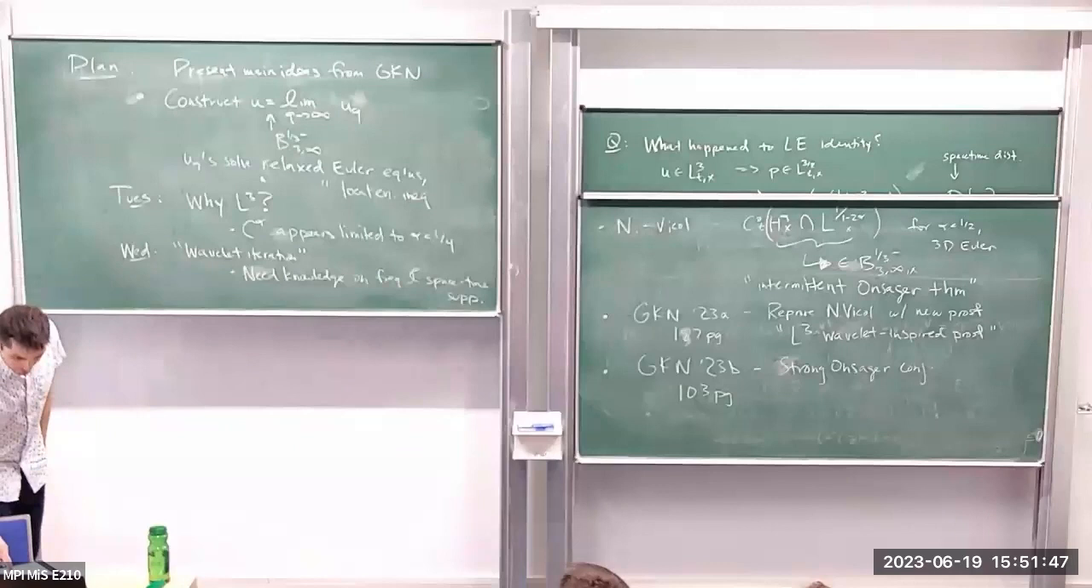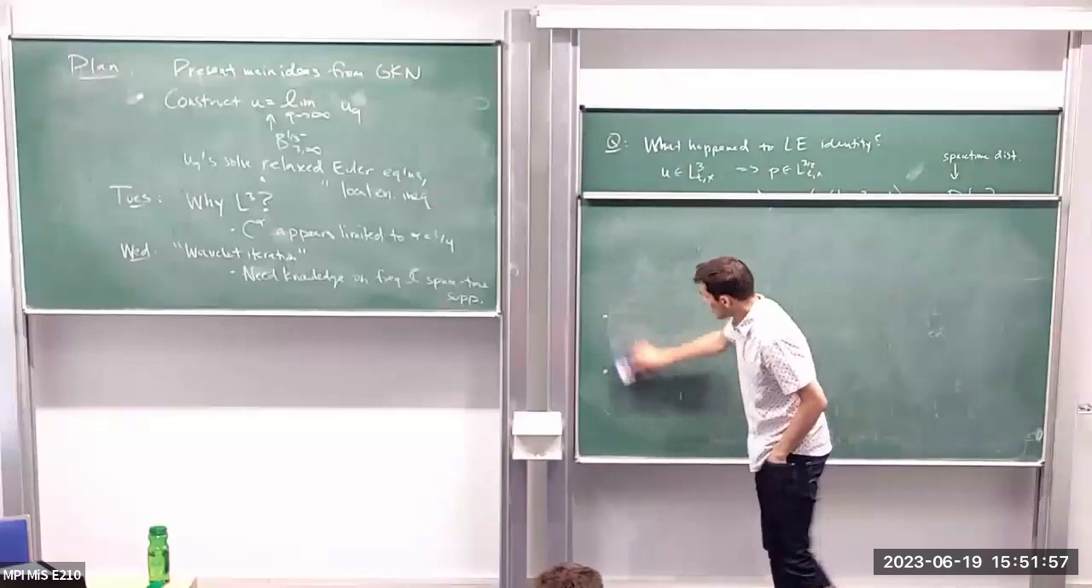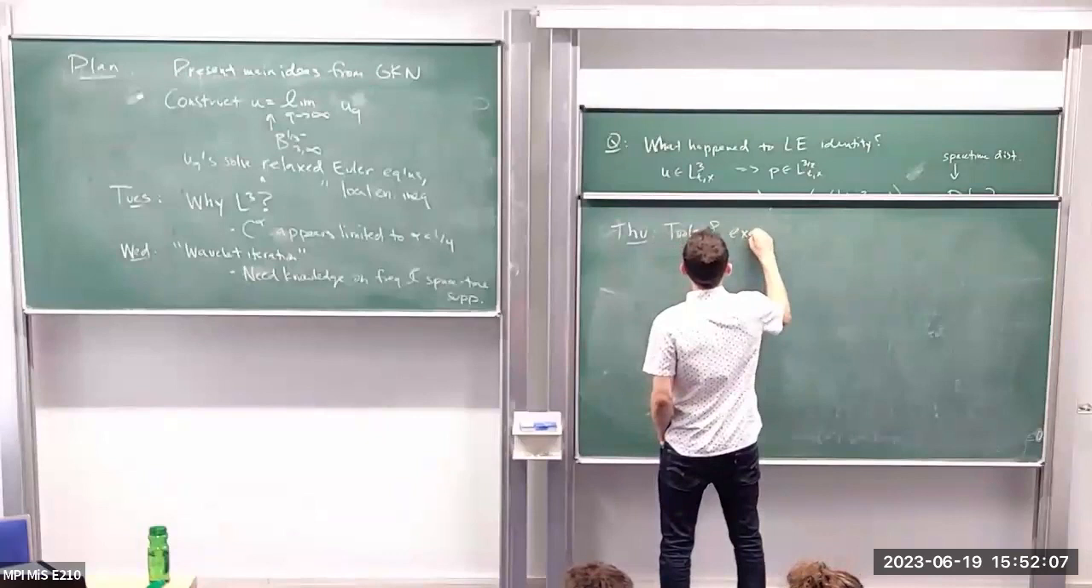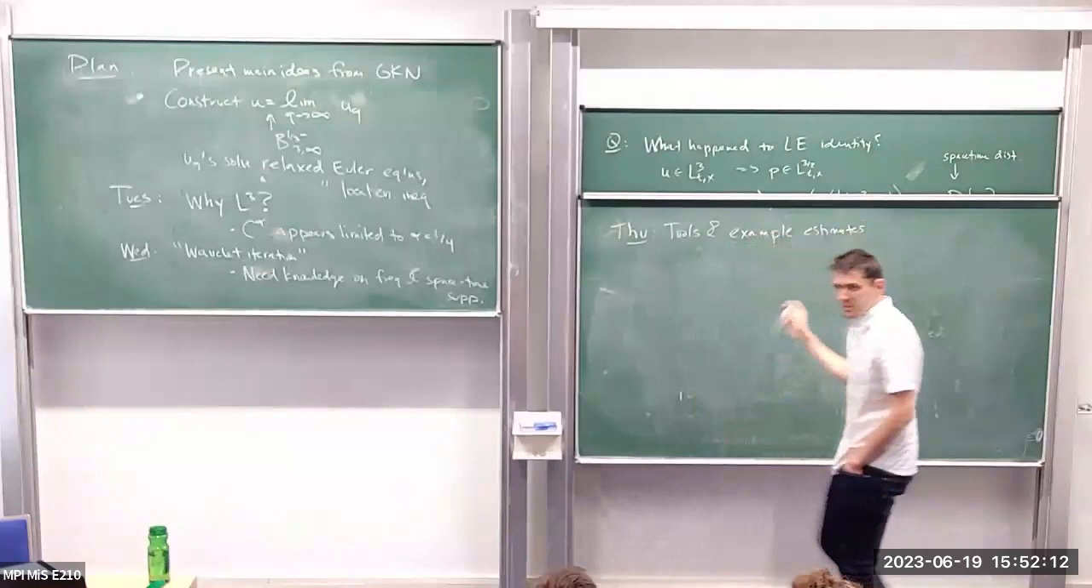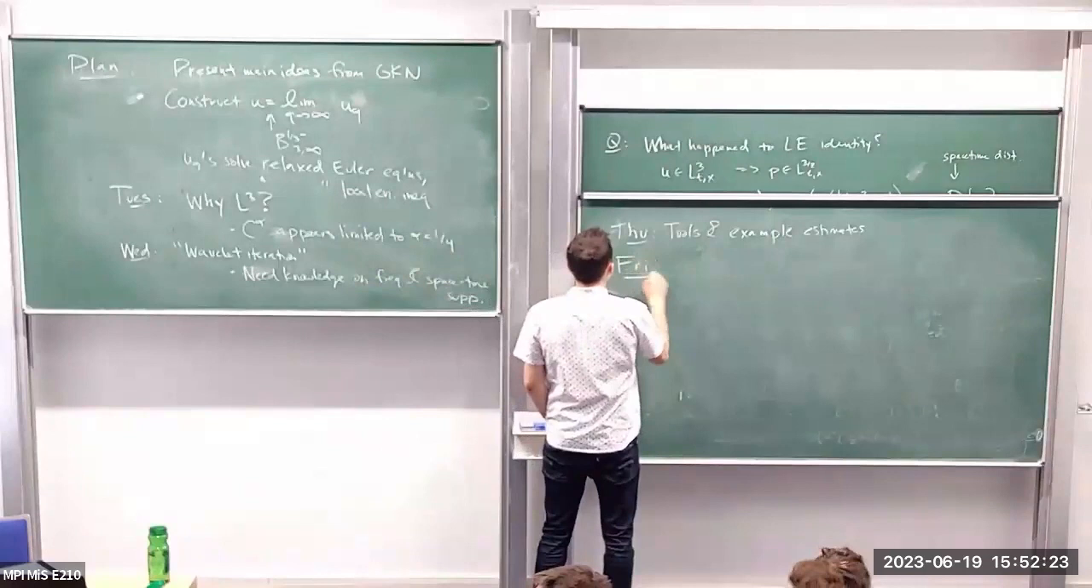And on Thursday, we'll build some of the tools which will help us close this iteration. So, tools and example estimates. I promise I won't do estimates just for estimates' sake. I'll try and explain the idea behind what we're doing. And the last thing I want to explain is what we call the intermittent pressure.